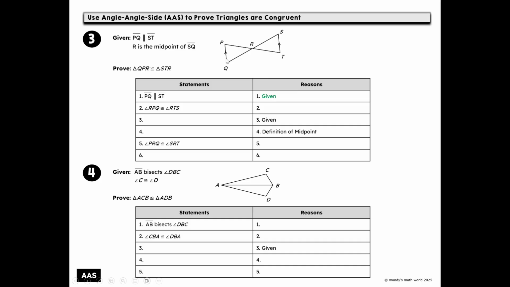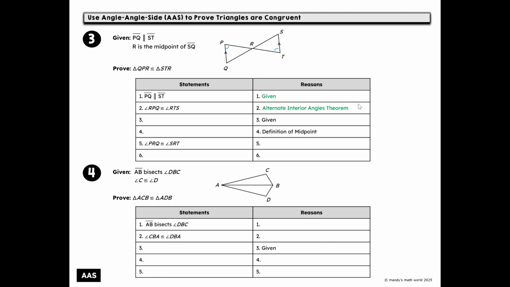We can then, from that, here's our transversal. We can then conclude that angle RPQ, or just angle P, is congruent to angle RTS, or just angle T, because they are alternate interior angles. So they are congruent because the lines are parallel, and the alternate interior angles theorem tells me they're congruent.